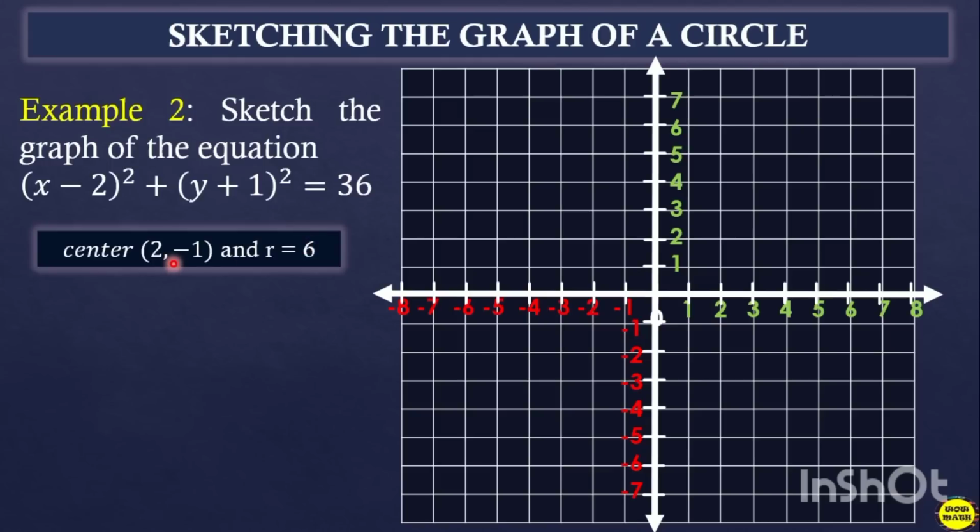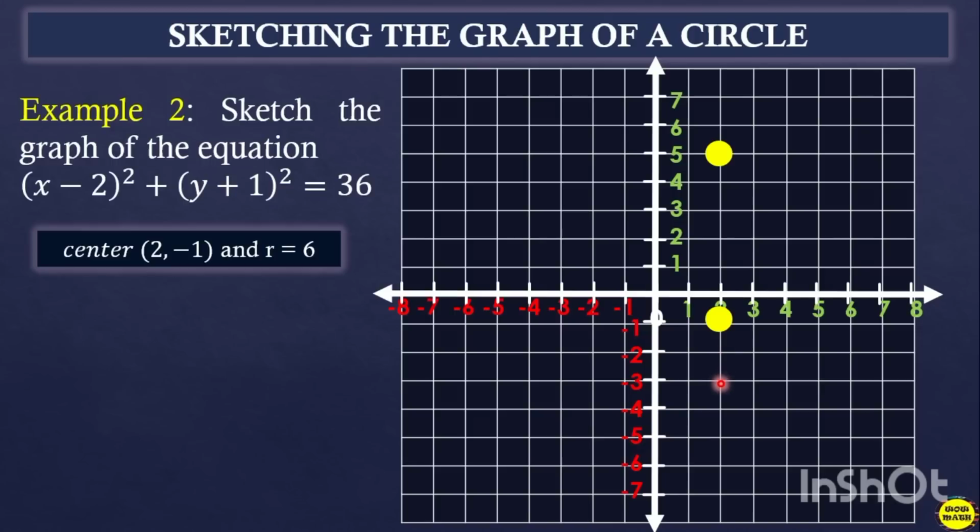So, una, locate natin kung saan makikita yung 2 and negative 1. Sa quadrant 4 yan. Ito yung positive 2 natin. And then, ito yung negative 1 natin. So, dito yung center natin. And then, yung radius natin is 6. So, kagaya ng ginawa natin sa example number 1. So, bilang tayo ng 6 units up and down, left and right. So, 1, 2, 3, 4, 5, 6. So, dito ilagay. And then, ganun din sa baba.